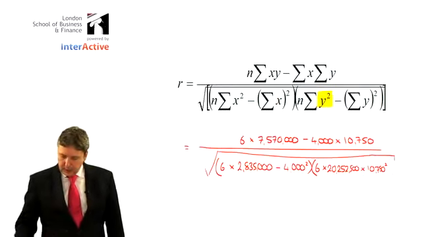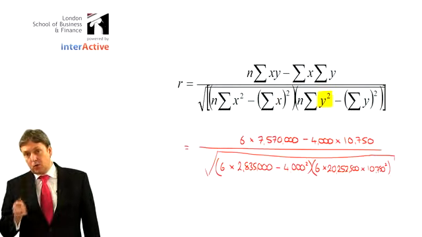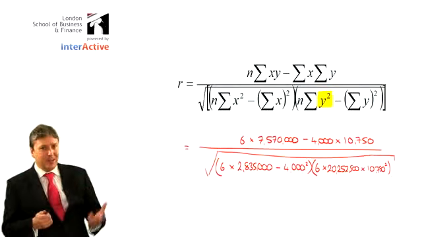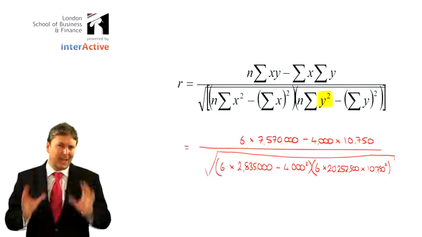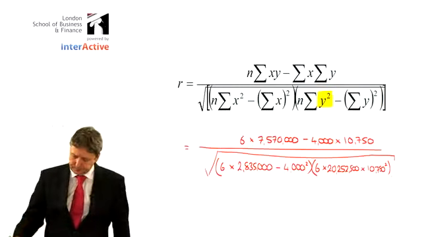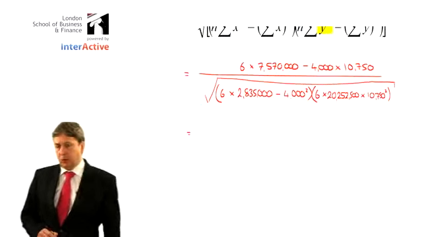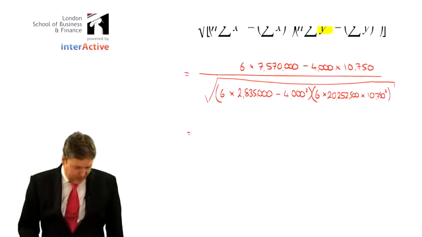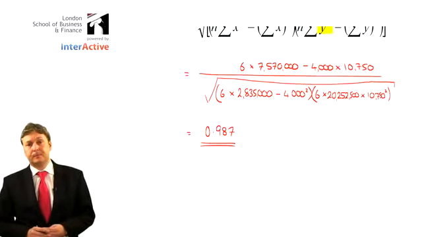Now you've got to make sure that you can get these values out. So I would strongly advise that you sit there with your calculator, bang the numbers in a number of times, and make sure that you're totally happy that you can get this value. If you put all these values in, you will end up eventually with a value of 0.987. And what can we say about that value?